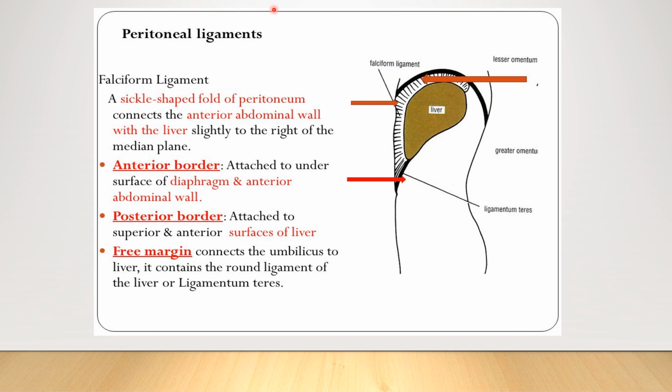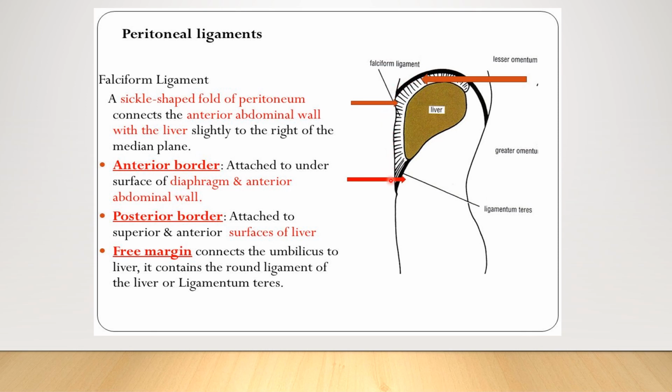So, coming to the first peritoneal ligament associated with the liver, that is the falciform ligament. As the name indicates, it's a sickle-shaped fold of peritoneum that connects the anterior abdominal wall with the liver, slightly to the right of the median plane. Students, here is a picture of a sagittal section showing the liver, and this is the diaphragm, and this is the falciform ligament. You will see this sickle-shaped fold of peritoneum connects the liver with the anterior abdominal wall.